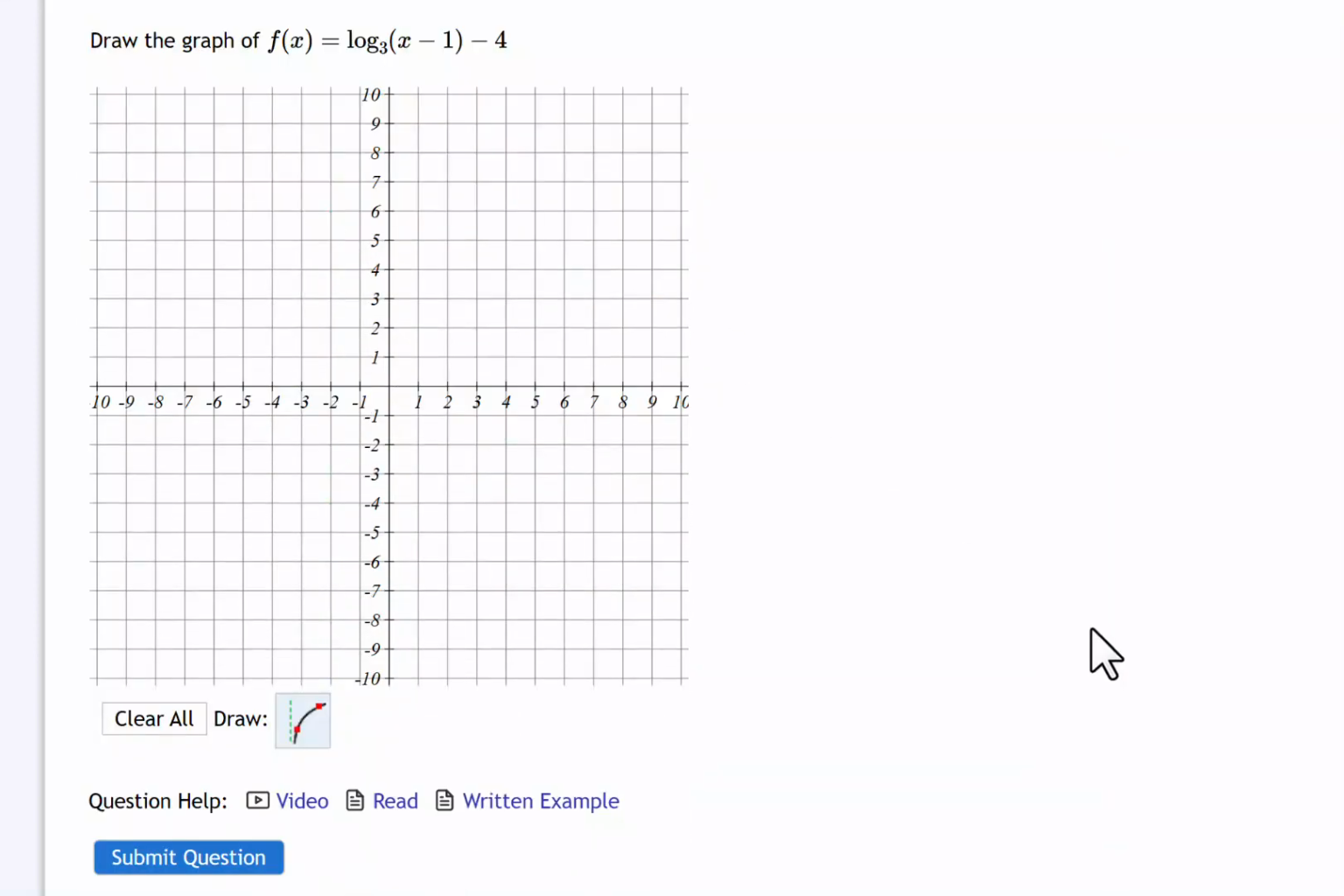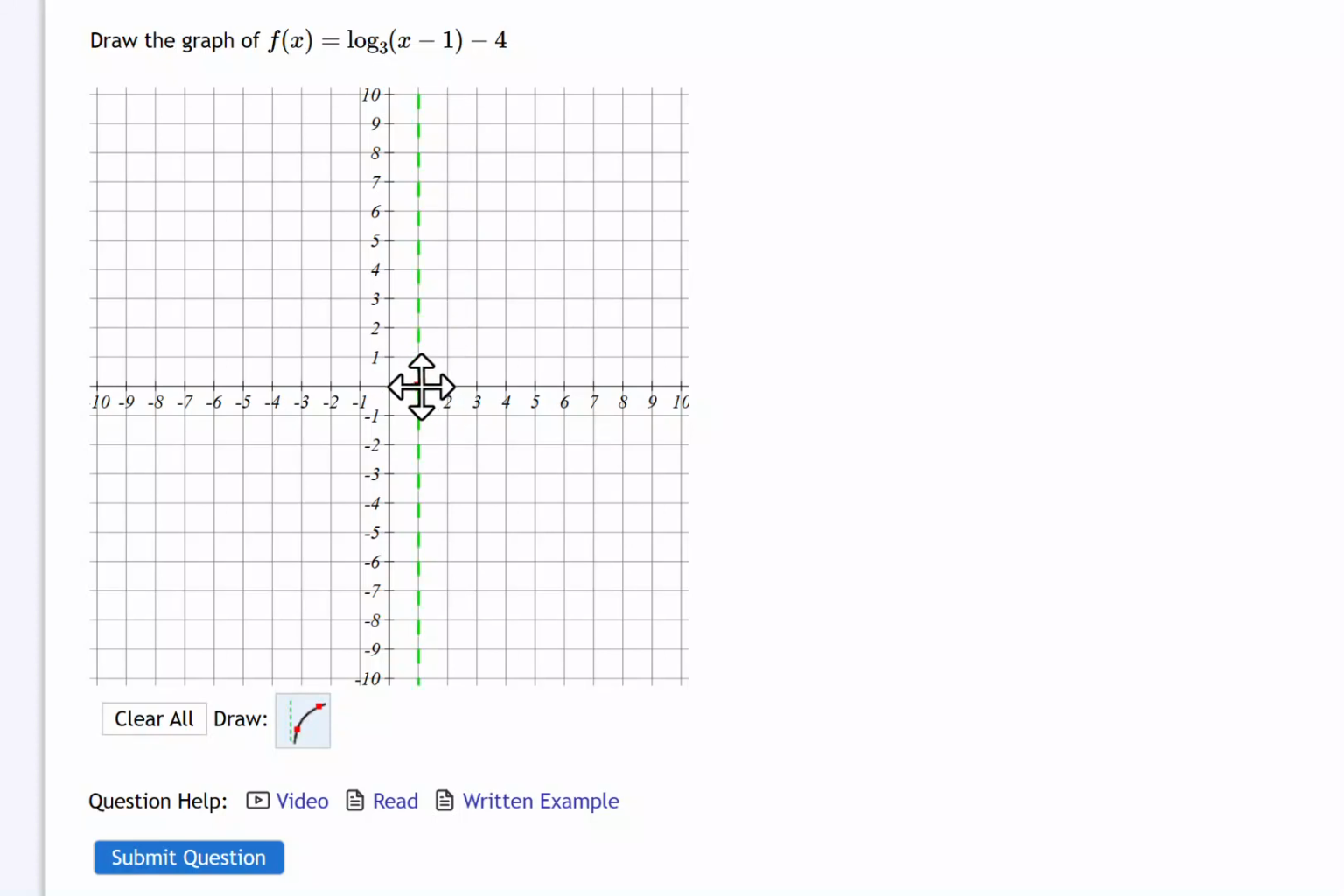This time I have the log base 3 of x minus 1 minus 4. So just like before, I think about my transformations. X minus 1 says I'm going to move 1 to the right, and then minus 4 says I'm going to move 4 down. So I'm going to hit my graphing tool and think about x minus 1 being 0 when x is equal to 1, and that's where I place my vertical asymptote.